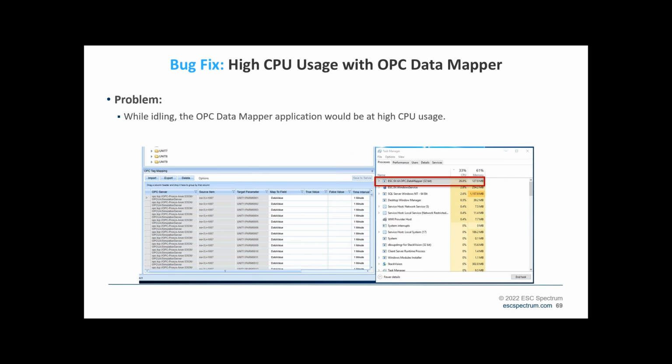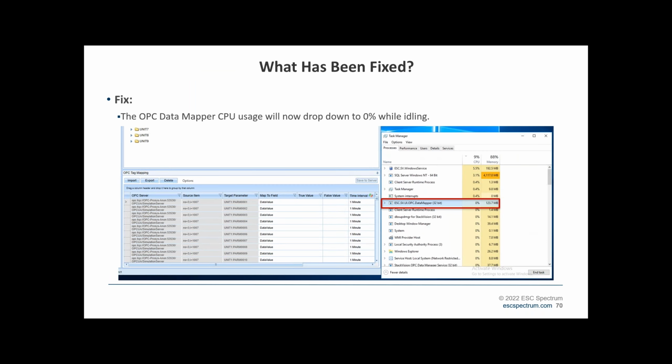High CPU usage with OPC Data Mapper. While idling, the OPC Data Mapper application would be at high CPU usage. Now the OPC Data Mapper CPU usage will drop down to 0% while idling.